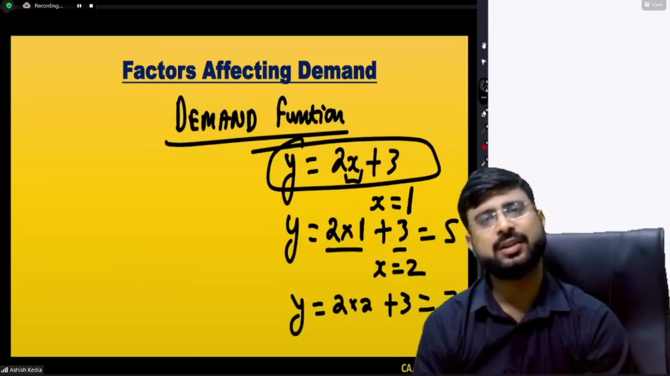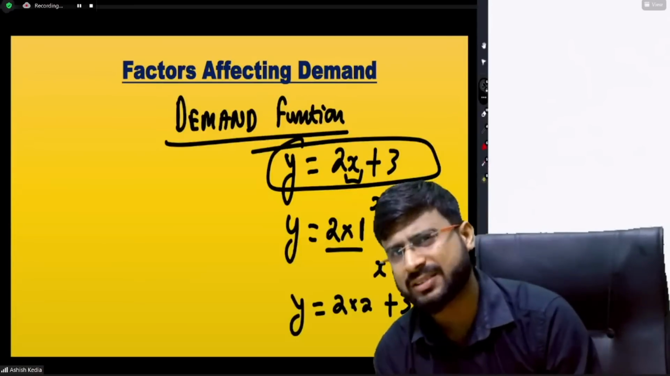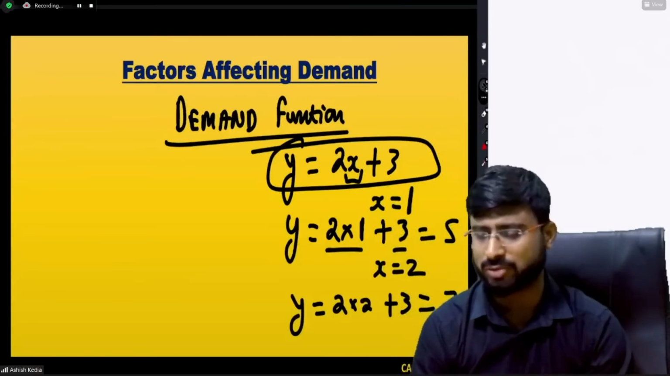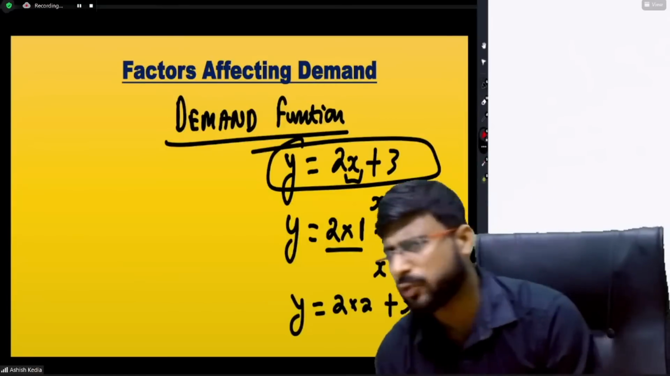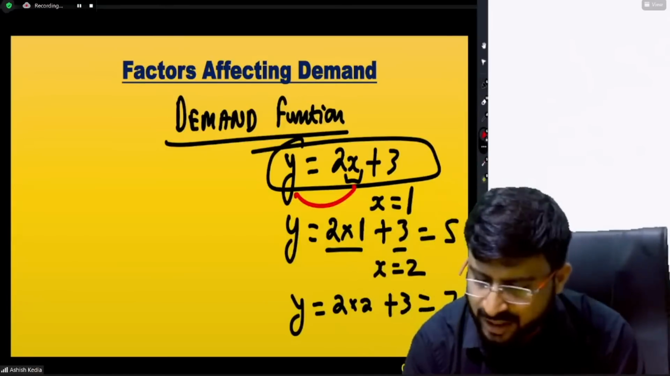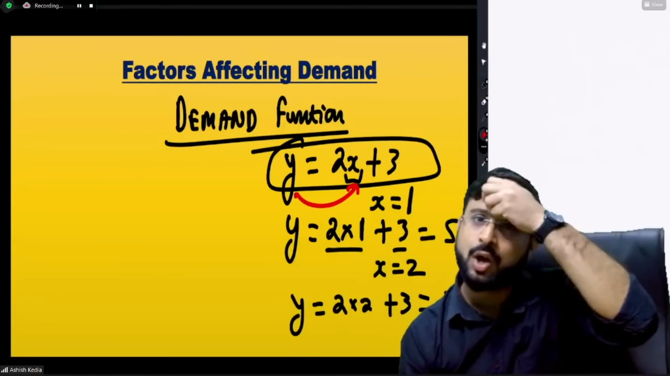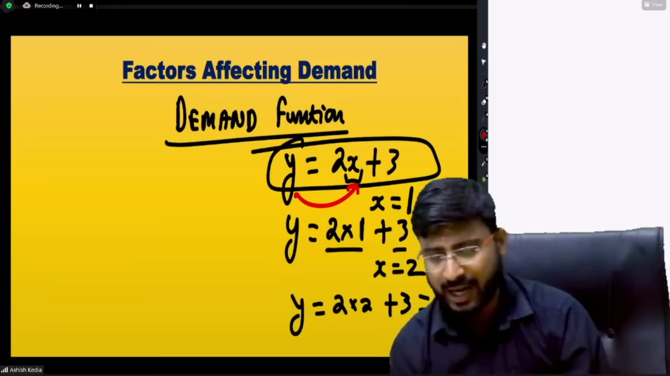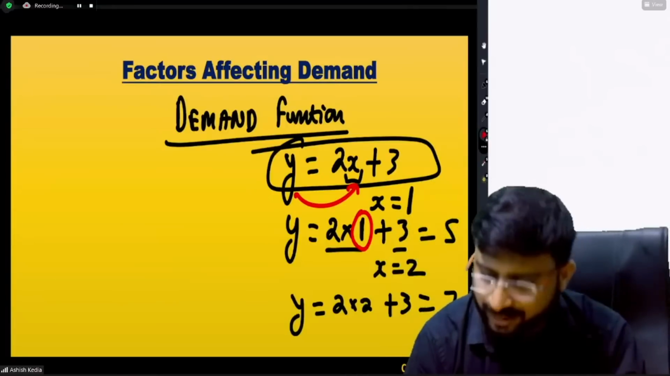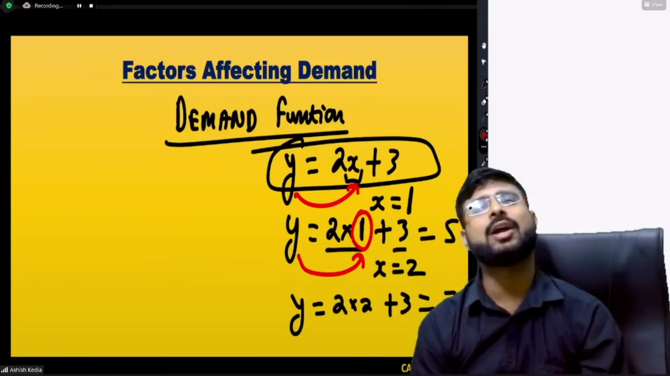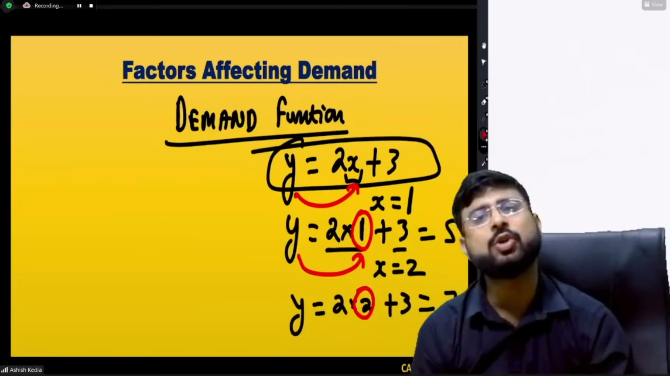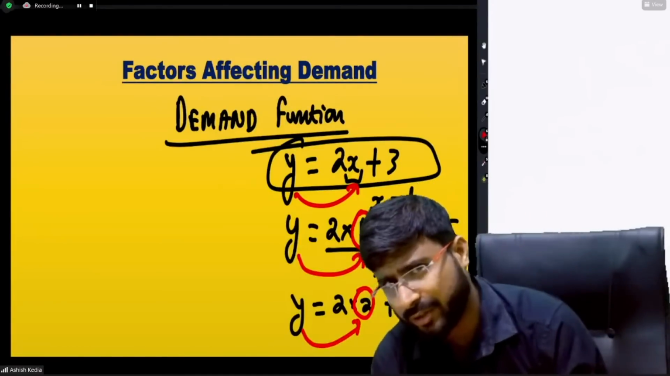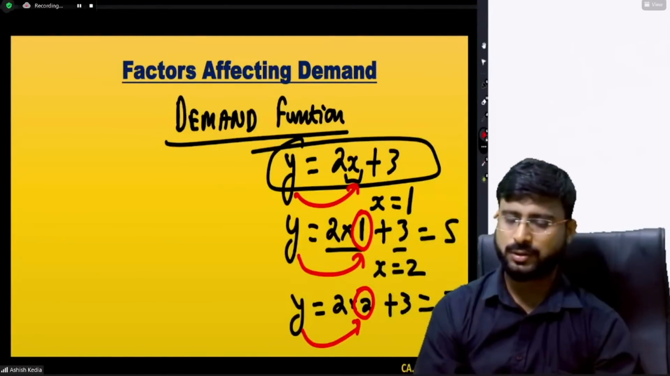That is 7. So, sir, why are you teaching maths? No, I am not teaching maths. I'm just trying to explain something. All of you could see that there is some relationship between y and x. As you have the value of x, you can compute the value of y. Yes or no, everybody? Yes, sir.